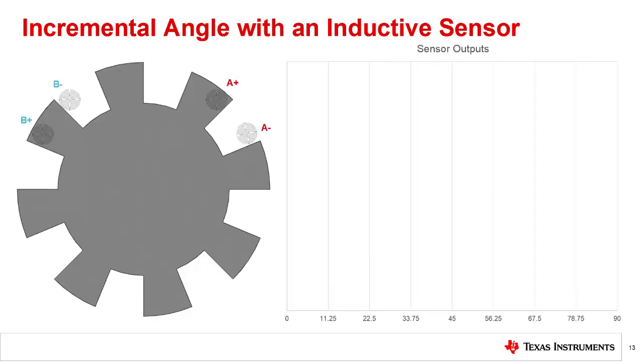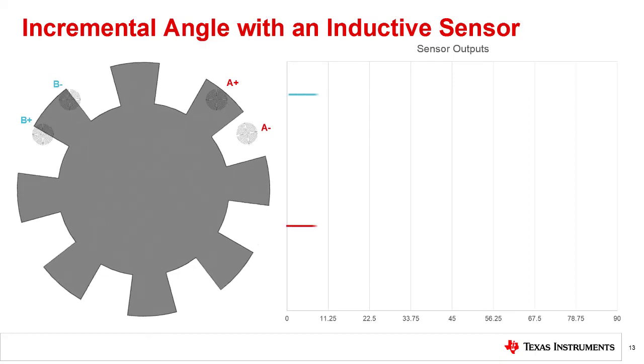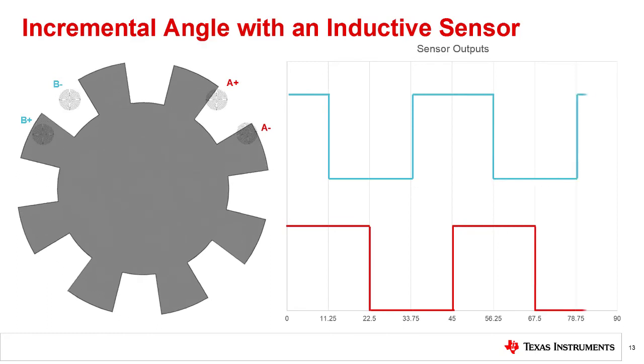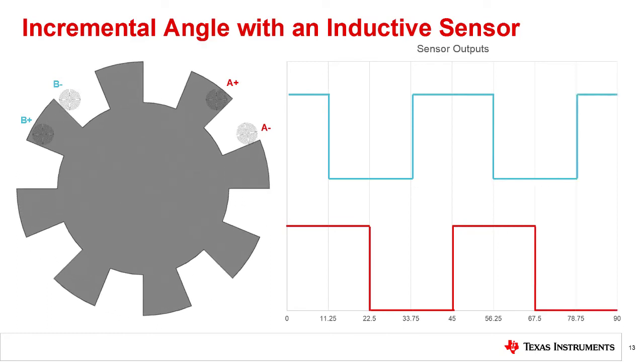We can now track the comparison output of each pair as the metal body is rotated. When tracking both signals together, we will have 4 distinct output states per tooth. In this example, with 8 teeth, we expect a total of 32 positions. Each position change represents 11.25 degrees of rotation.